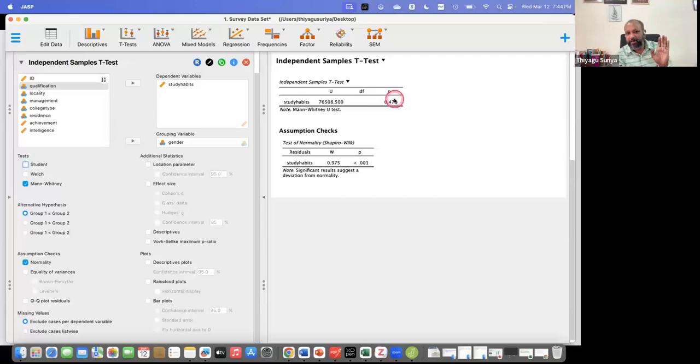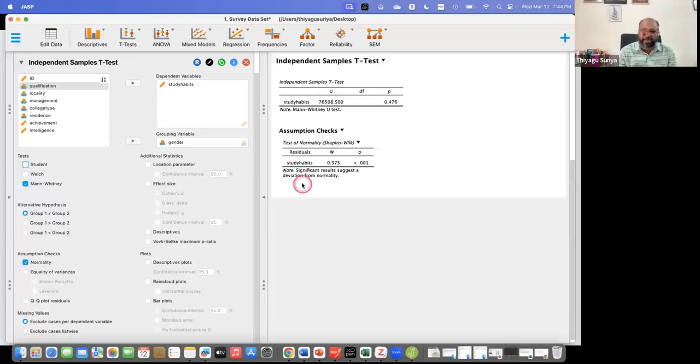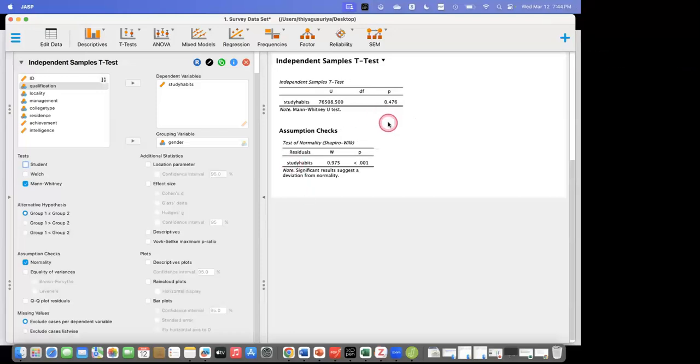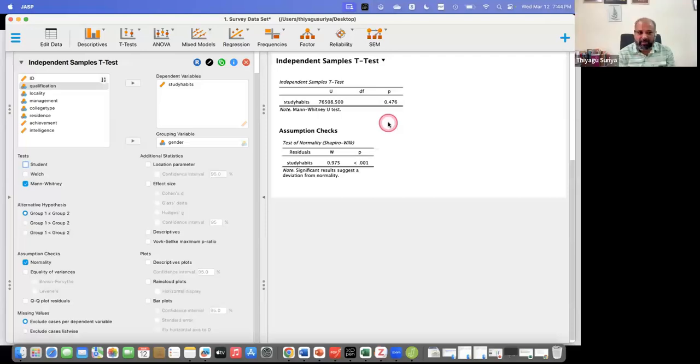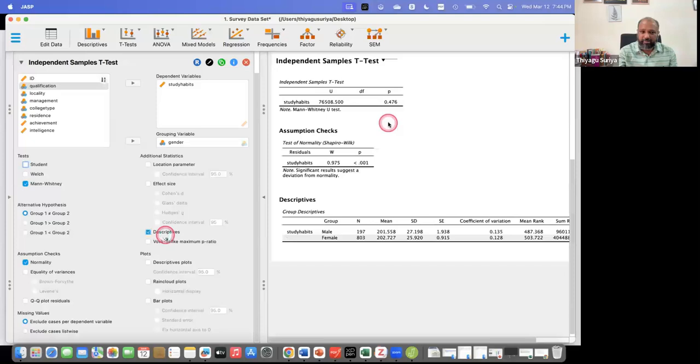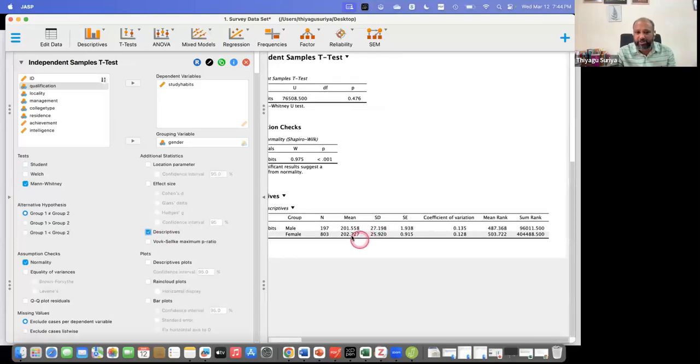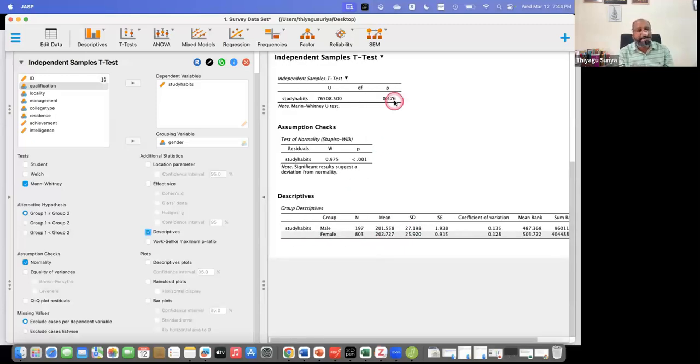Any doubts? So according to the p-value of the Mann-Whitney test, what is the meaning? The p-value is 0.476. Is it significant or not significant? Not significant, sir. Therefore, what does it mean? Both the group means are the same. If you go to the descriptives, you can see the mean scores are 201 and 202, more or less the same. That is the reason my p-value is not significant. Hope you are getting this.